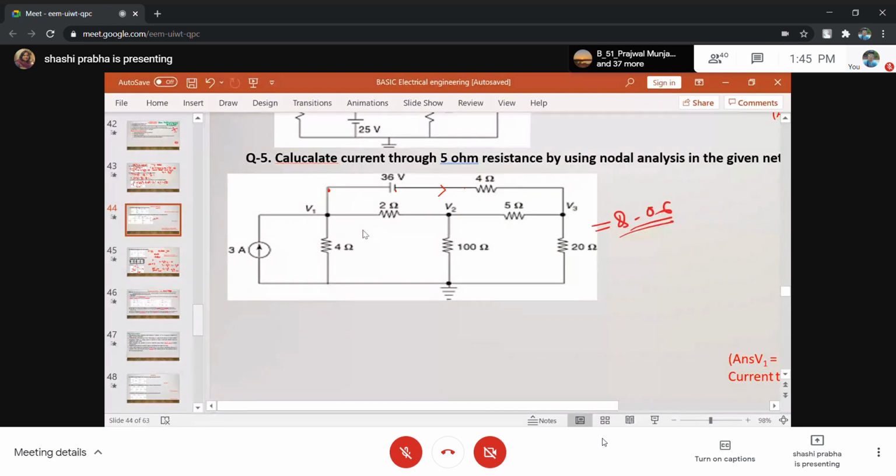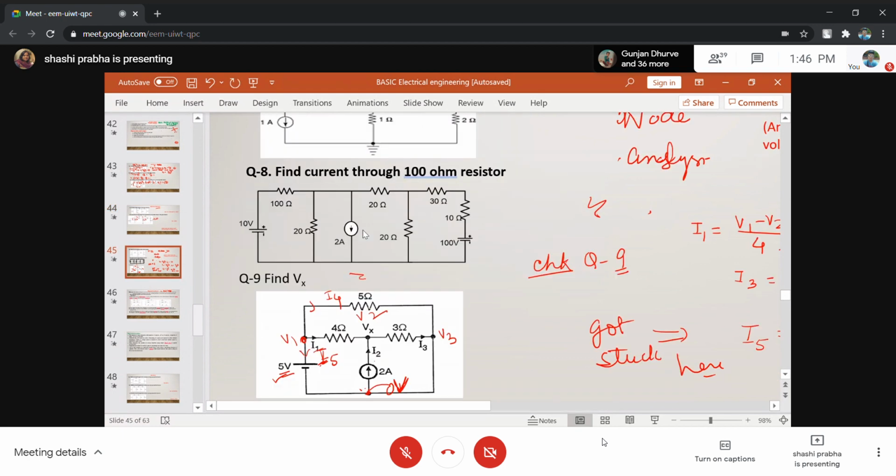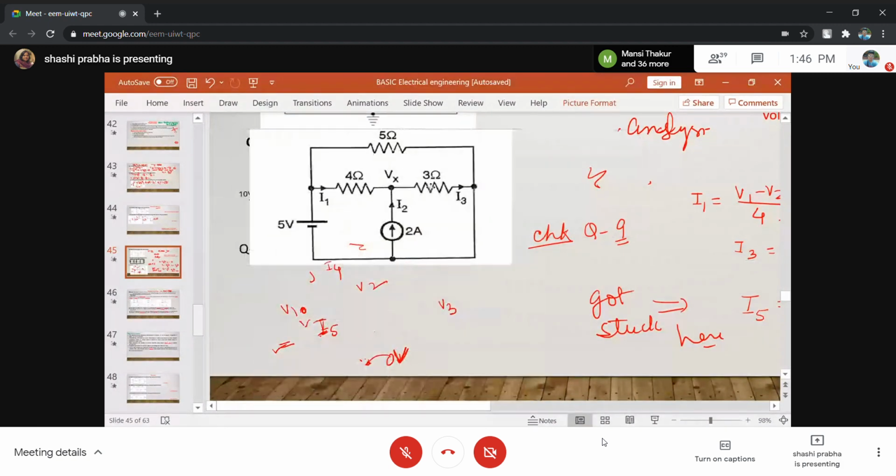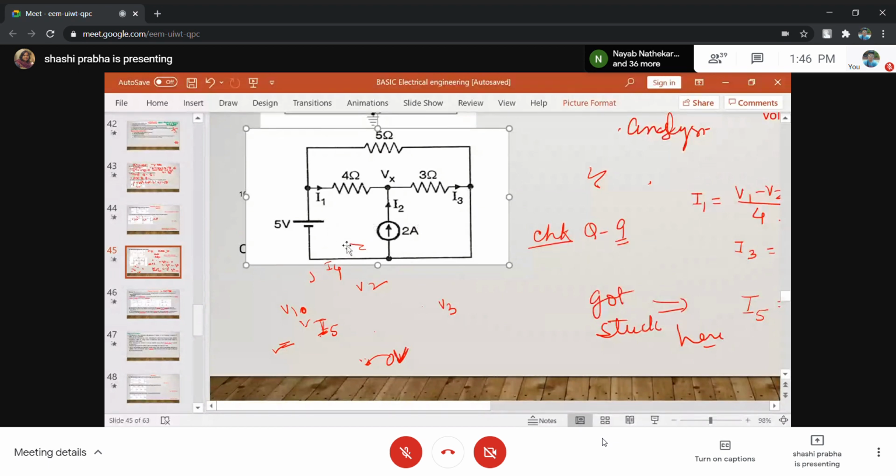Question number 6. Node 1, node 2, node 3, and reference. Just write. Take all the currents I1, I2, I3, I4, I5, and I6. Just write node 2 equation and node 3 equation. 5 is simple, 6 is simple, 7 is simple. You will get stuck in question number 9, because there is no resistance here. यहाँ पे resistance नहीं है. So if you take this as a reference, you can directly take this as plus 5 volt.